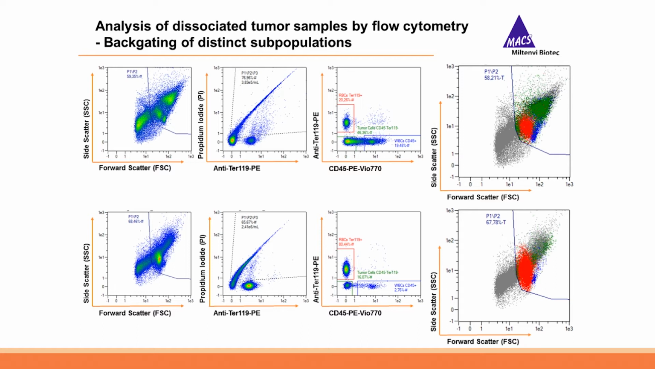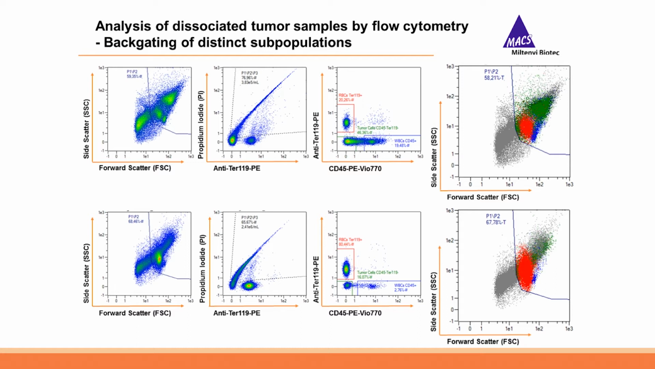However, what you also see is that depending on the two different tumors that you see here, the upper and the lower panel, the composition is very different. So when you try to gate out red blood cells just by forward side scatter gating, you might lose red blood cells. You might also lose other nucleated cells. So therefore, usually we don't do that.